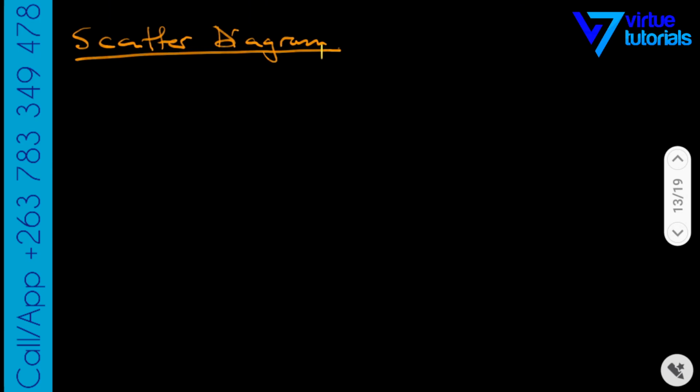Scatter diagram, also known as a scatter plot. In some cases, a scatter diagram is also known as a scatter plot. Now, this is used mostly when someone is conducting an experiment and wants to see the relationship between two variables. So let's just call those variables maybe A and B. There are two variables, and someone is investigating whether there's a relationship between them.